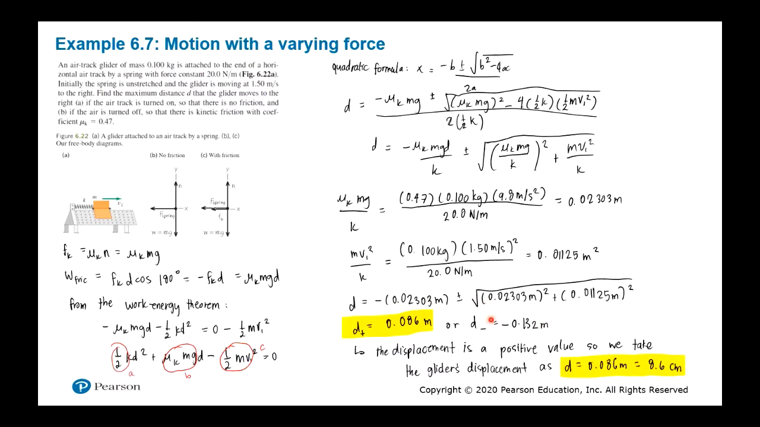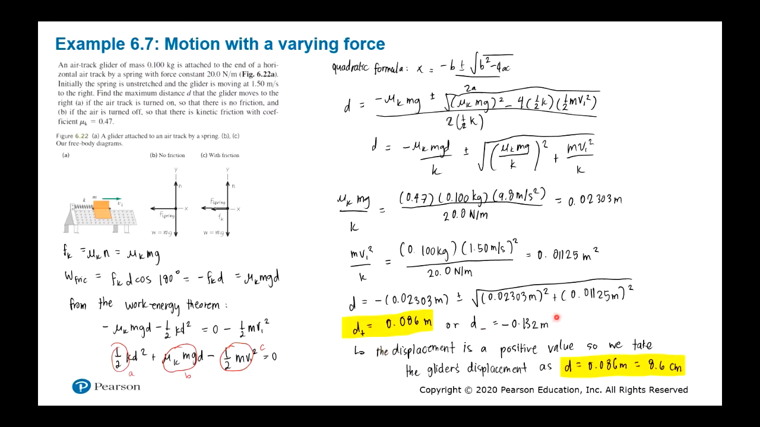plus minus square root of 0.02303 meters squared plus 0.01125 meters squared, giving us two values. For the positive side, it's equal to 0.086 meters. If it's negative, this is equal to negative 0.132 meters. However, the displacement in this case is a positive value.